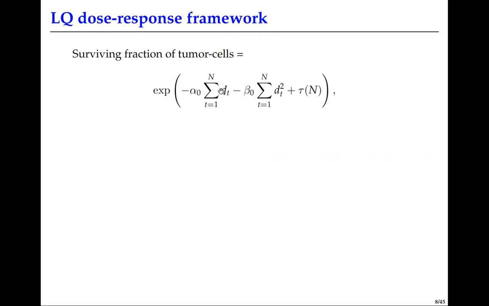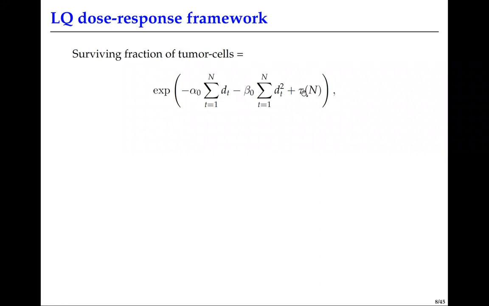This formula has several pieces, so I'm going to walk you through each one of those. The number of sessions here is capital N, indexed by t equal to 1 through n. The dose given to the tumor in the tth session is dt. So this formula has this term that is the sum of doses. This is the linear term in the linear-quadratic dose response framework. And you also have a similar squared term, dt squared, also added together. So this is the quadratic term in the LQ dose response framework.